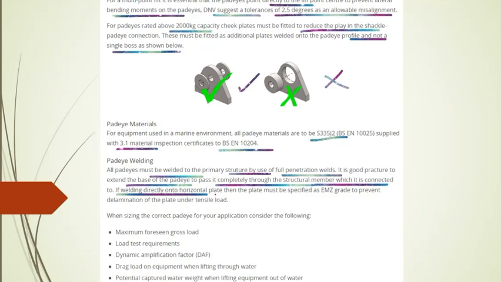If welding directly onto the horizontal plate of the body, it must be specified as Z grade to prevent lamination of the inside board. When sizing the structure, maximum 14 blast load, load tester cameras, DAF, drag load on it when lifting equipment.